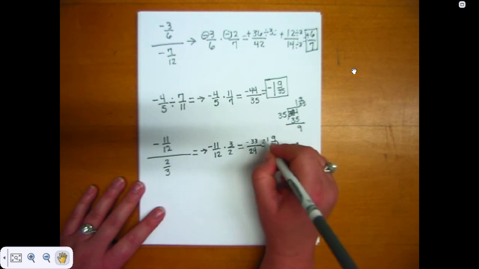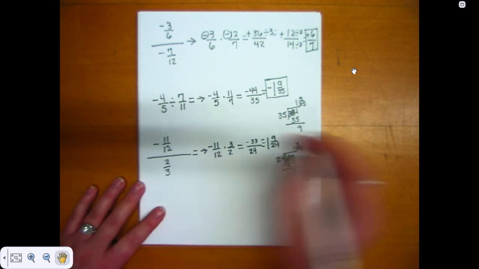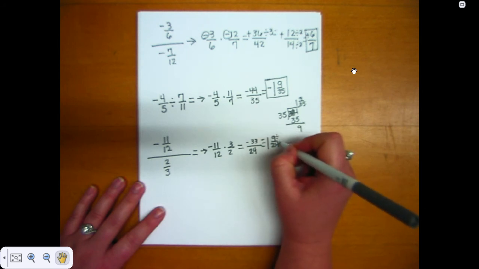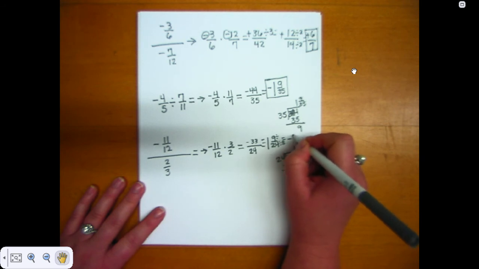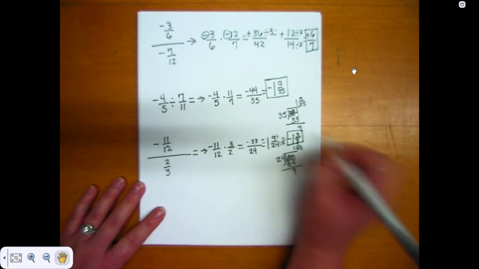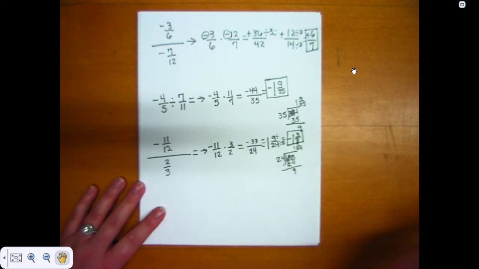And we get 1 9/24. And again, that's negative. And these are both divisible by 3. So it's equal to negative 1 3/8. I kind of made that too close together.